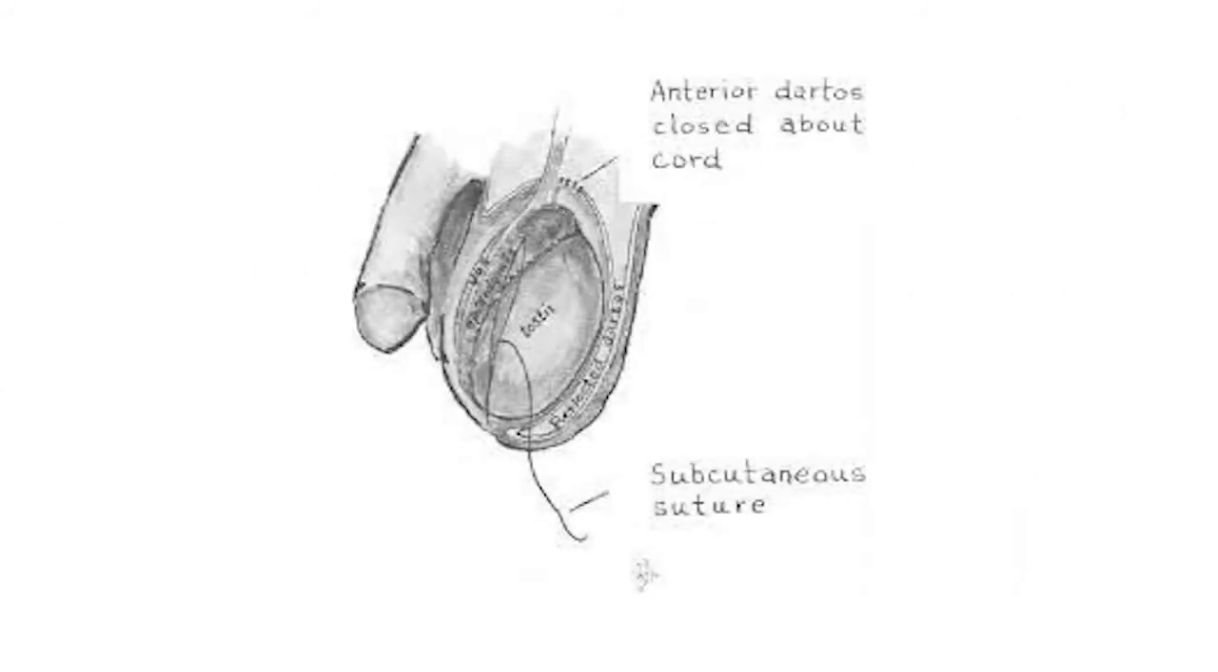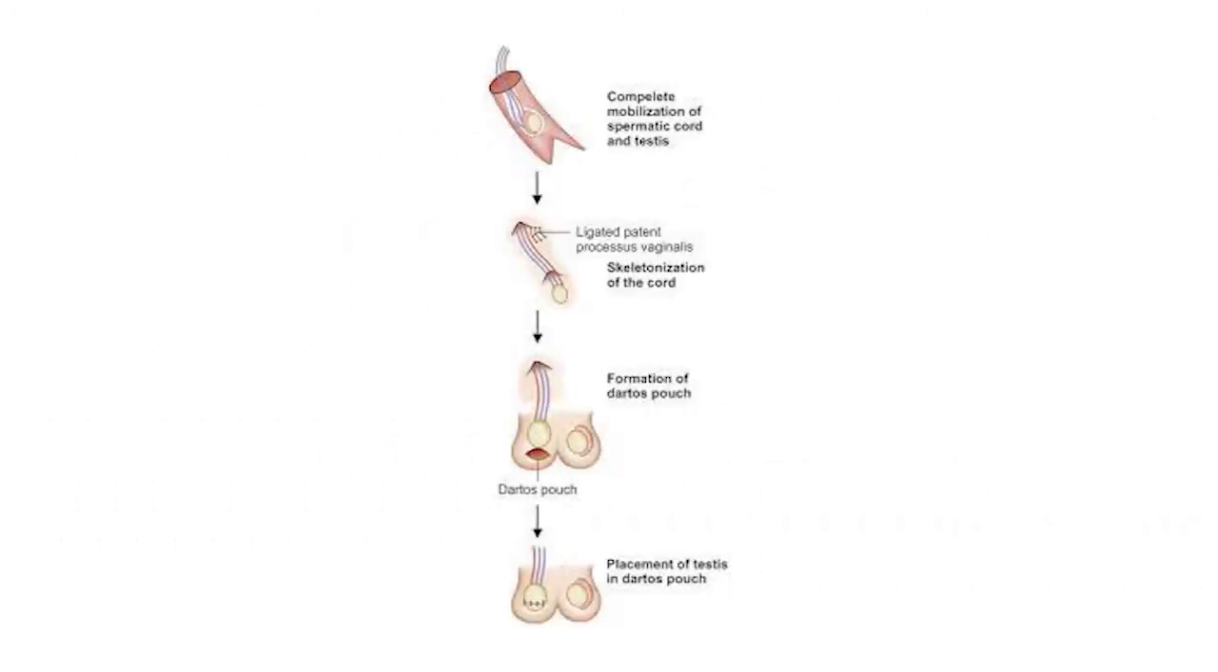Dear students, here is a typical picture of the forming of the dartos pouch, that is, outside of the dartos muscle and under the skin of the scrotum. Here is another image showing the complete mobilization of the spermatic cord and the testis, the ligated patent processus vaginalis, skeletonization of the cord, then the formation of the dartos pouch and the placement of the testis in the dartos pouch, clearly seen in the lower image.